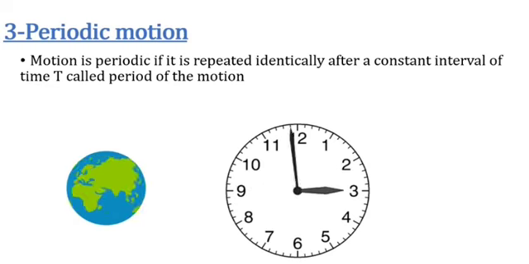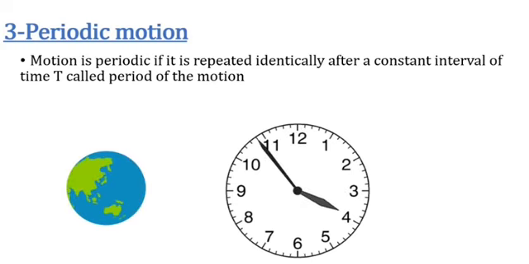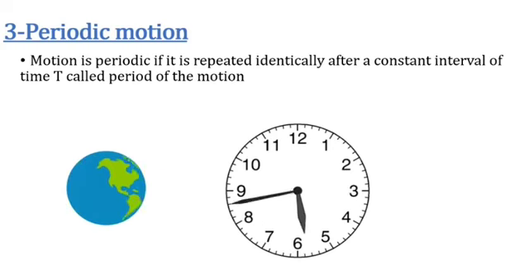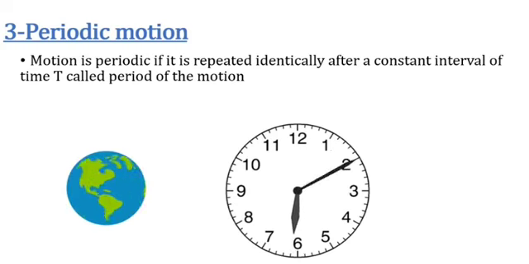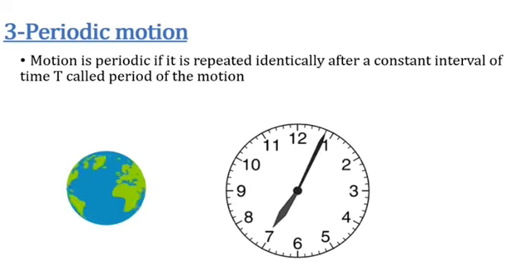Periodic motion is a motion that repeats itself identically in constant intervals of time, called the period. This means it is a movement that repeats itself in the same amount of time. For example, the Earth rotates around itself every 24 hours, making 1 rotation. So the rotation of Earth around itself is a periodic motion.